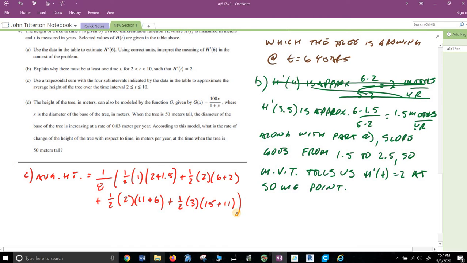Use a calculator. I'm astonished that they're asking us to do this with a fraction, but if you do, you should get 263 over 32. And it says the average height, so that's meters.